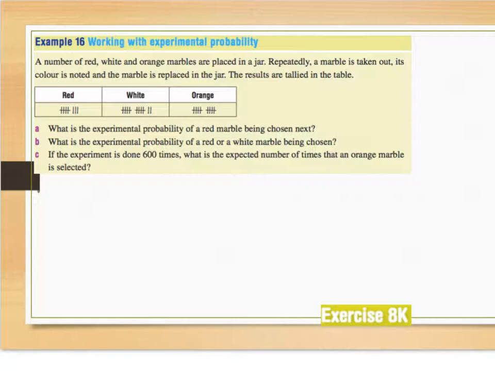So if we look at A, what is the experimental probability? There's no different way of writing it than theoretically. So I'll say the probability of a red marble being chosen next. I have 8 times I got red, 12 times white, and 10 times orange. So my total number of times that I got marbles out would be 30 times. So the probability of getting red would be 8 out of a total of 30. Remember, I always have to simplify 8 out of 30, and that will give me 4 in 15. I don't have to write it as a decimal. I can write it like that.